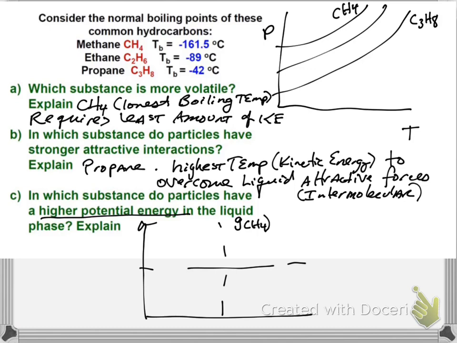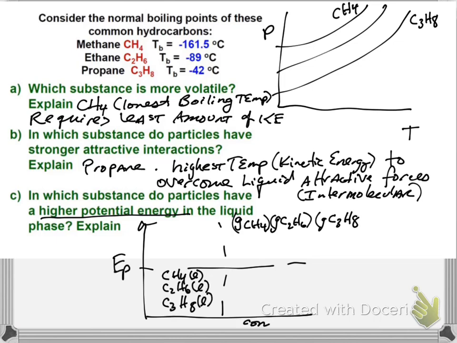So now we make the Peck diagram. Here's our gases again in the top right. They're all pretty much the same potential energy, same configurations. It's the liquid potential energies that give us our boiling points, and so methane must be the highest potential energy because it's got the lowest boiling point. And then the propane has to be the lowest potential energy, has the highest boiling point. So the highest potential energy, most unstable liquid must be CH4 since it has the lowest boiling point.